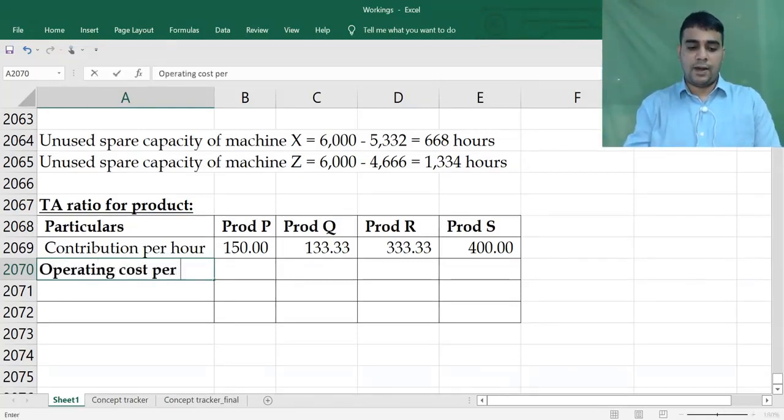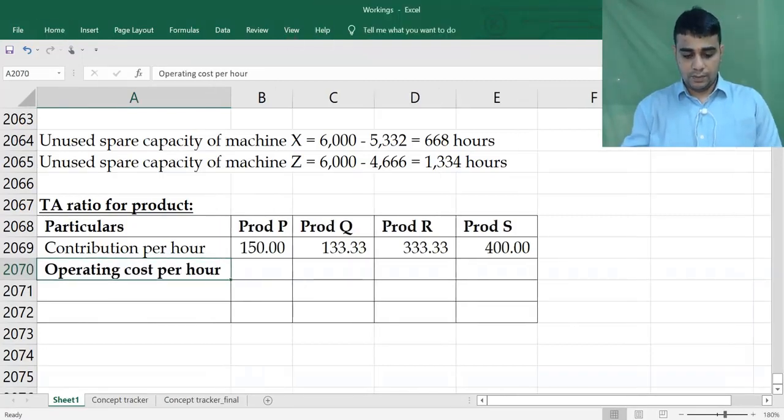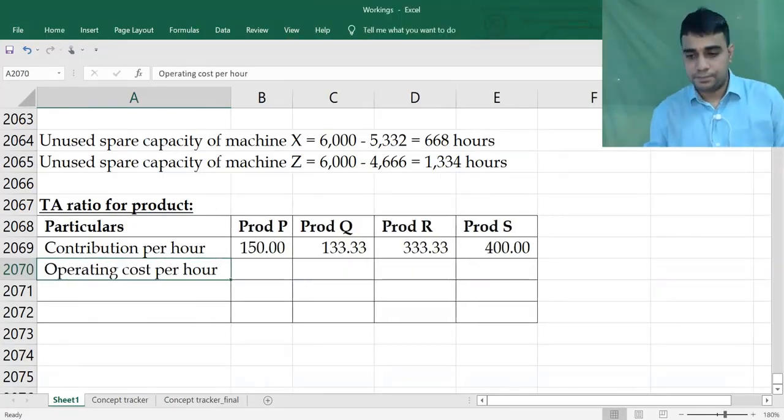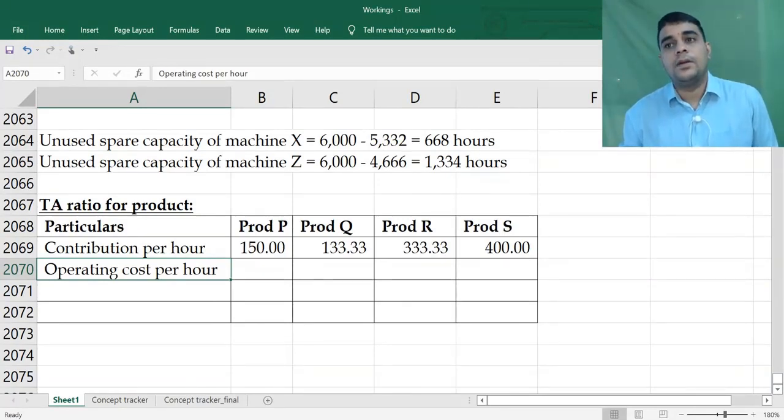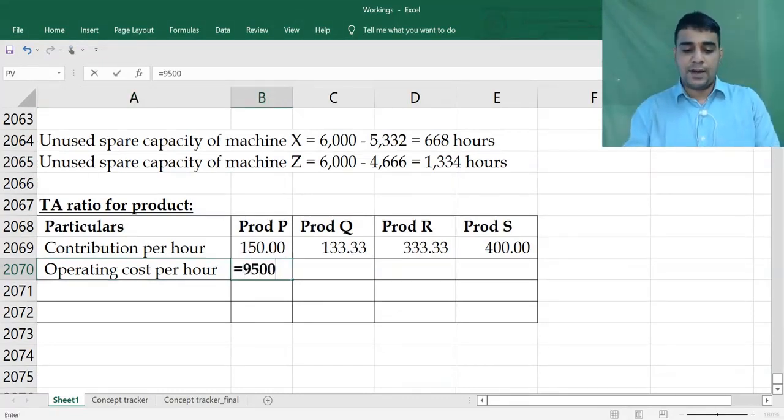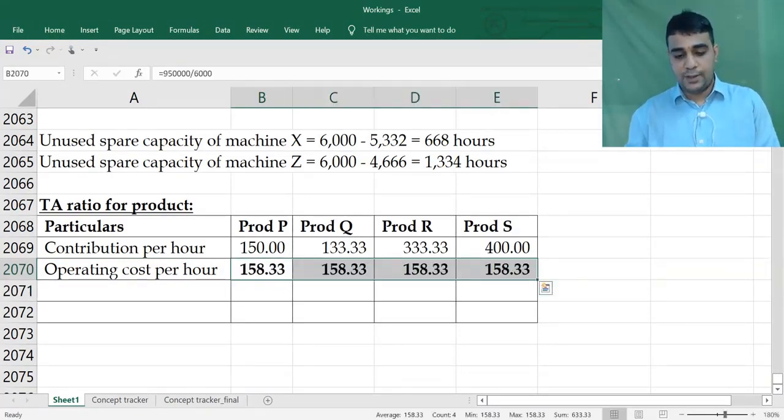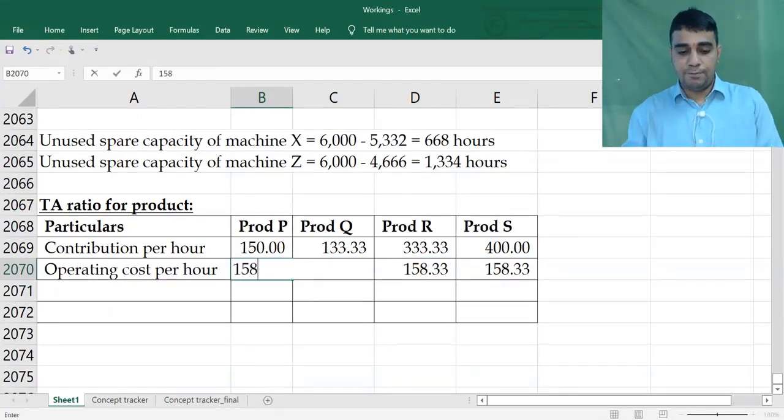Operating cost per hour. The limiting factor for us is machine Y. What is the capacity of machine Y? 6,000. Operating cost in this question is 9,50,000. Operating cost is all cost other than variable cost, even labor, everything would get included there. They have given fixed cost to be 9,50,000. So operating cost per hour is 9,50,000 by 6,000, which is 158.33.